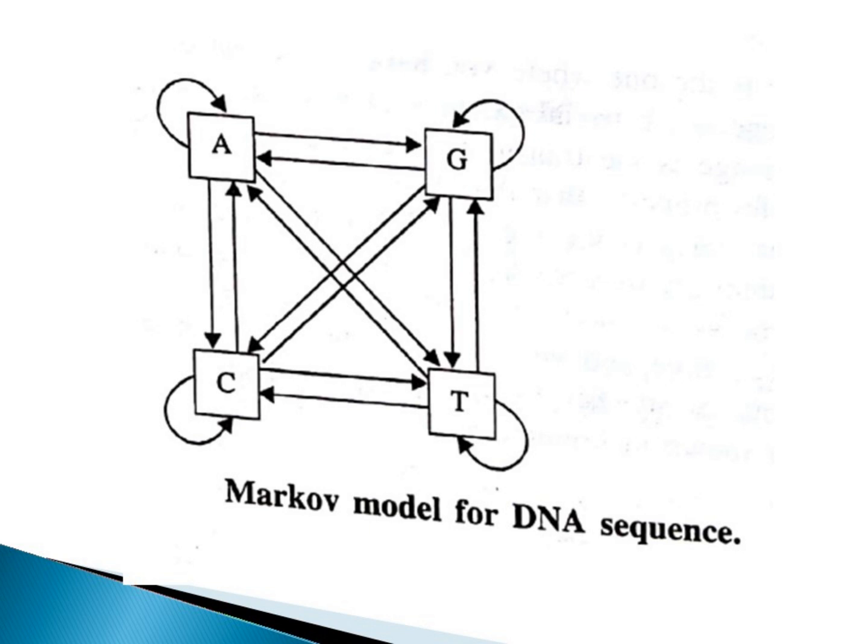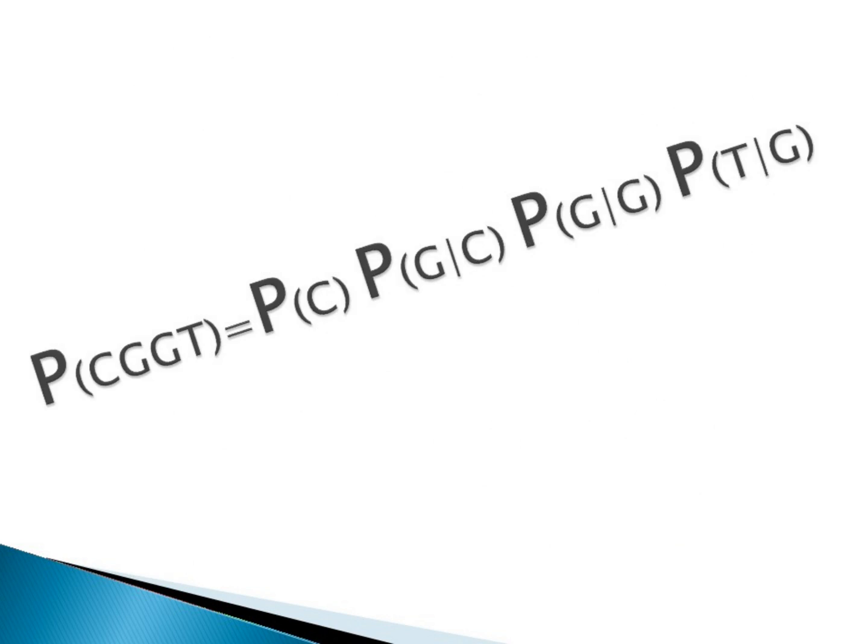Suppose the sequence of events or DNA sequence is CGGT. The probability of occurrence of the sequence CGGT can be expressed with Bayes' theorem. That is, probability of CGGT is equal to probability of occurrence of C, into probability of occurrence of G given that C has occurred previously, into probability of occurrence of G given that G has occurred previously, into probability of occurrence of T given that the previous occurrence is G.